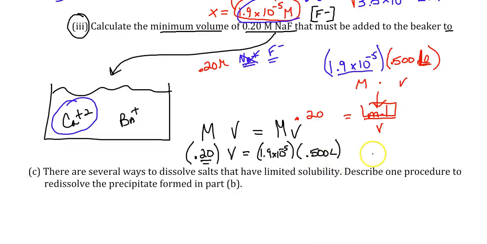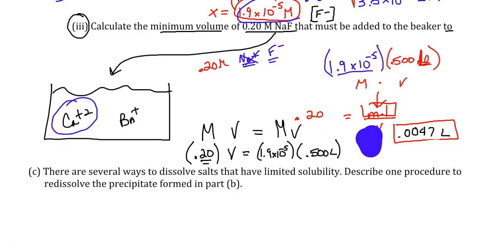what we get is the volume is equal to 0.0047 liters, which of course is going to be about 4.7 milliliters. Either way, you can answer it any way you'd like. Okay, so that's what that's about. So all you're doing is doing that math, and you get a volume that's pretty darn small.